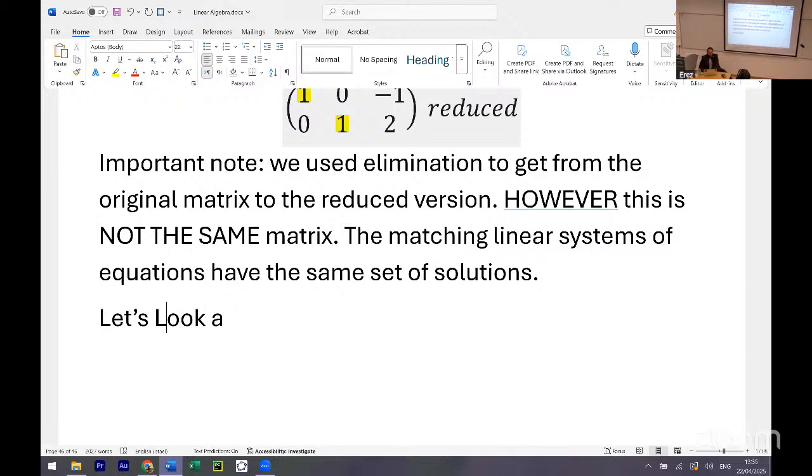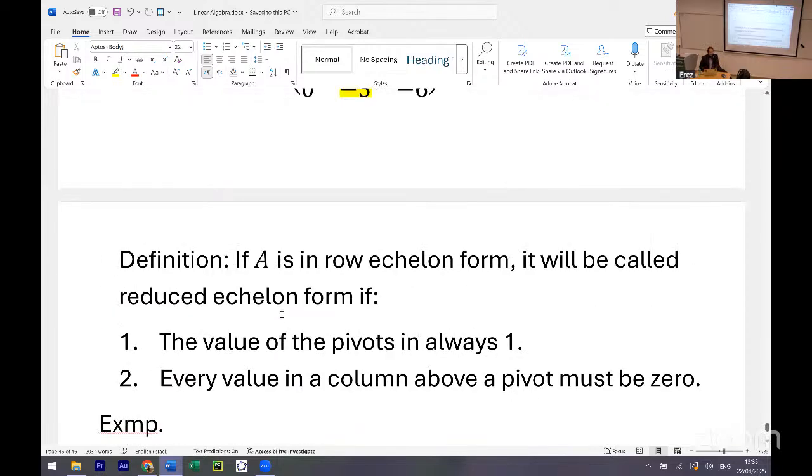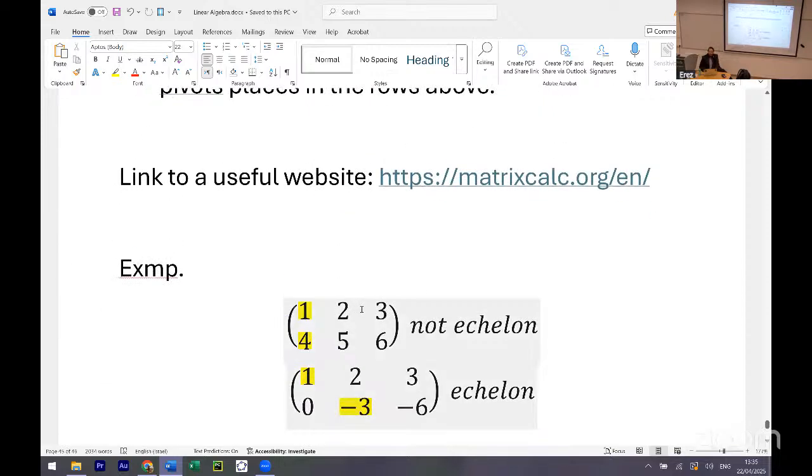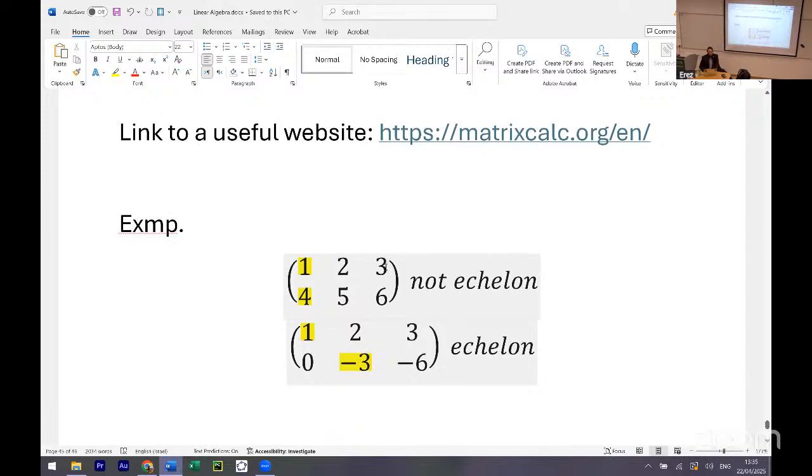Let's look at the geometric interpretation of the above note. Okay, it's not mandatory, obligatory to look at the geometric interpretation, but I think that many times, or at least for many students, it helps. Okay, so the original system is the intersection of two planes.